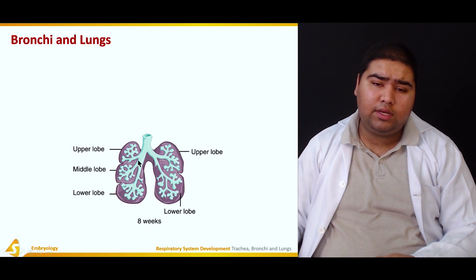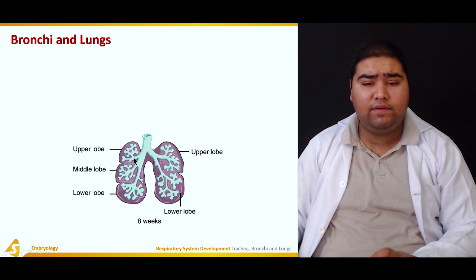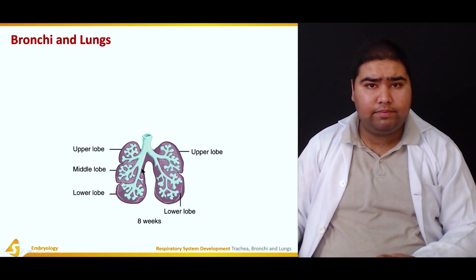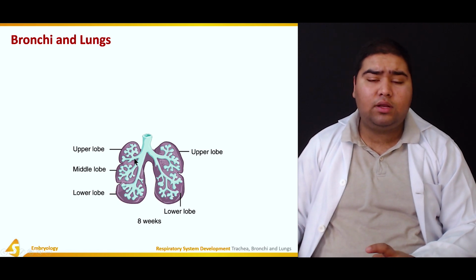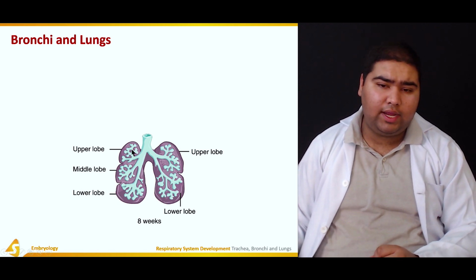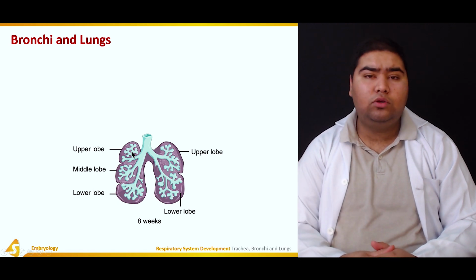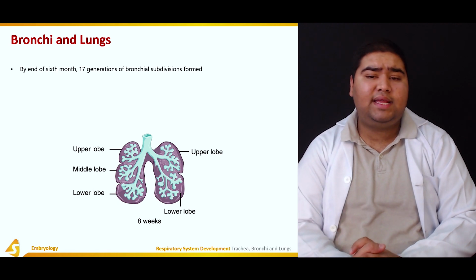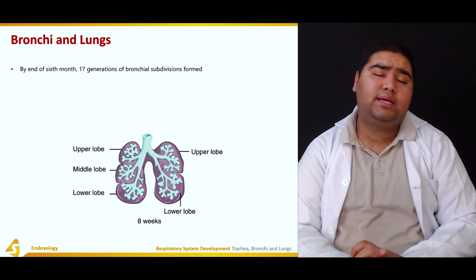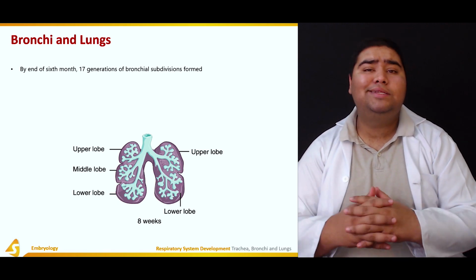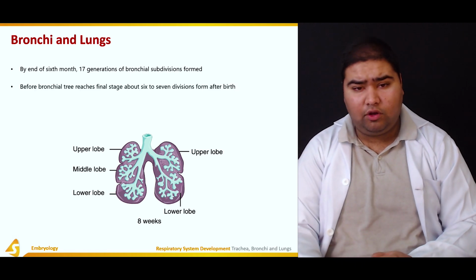This is the principal bronchus, dividing into upper segmental bronchus, middle segmental bronchus, and the lower segmental bronchus. Each bronchus now further subdivides into lobar, segmental, and intersegmental bronchus. All right. So this is what a lung looks like at 8 weeks of development. By the end of 6 months, 17 generations of bronchial subdivisions have been formed. So the bronchi keep on dividing till 17 subdivisions are formed.